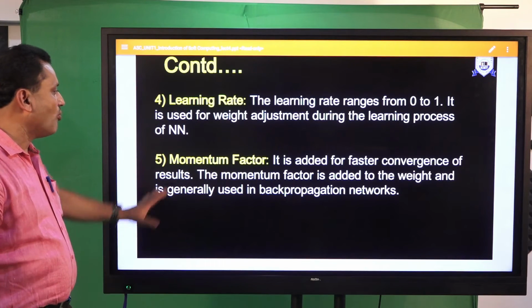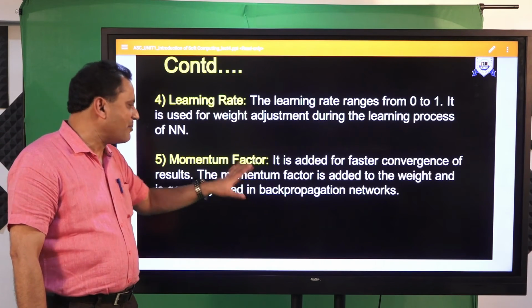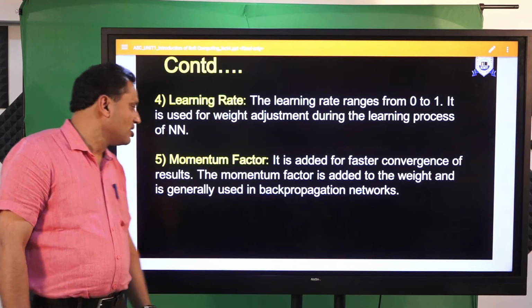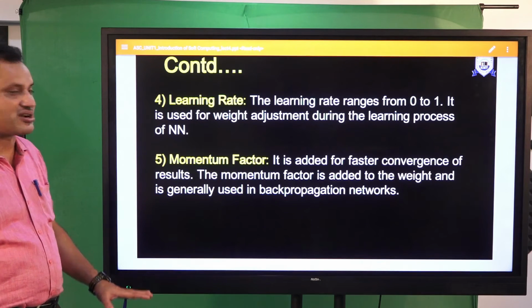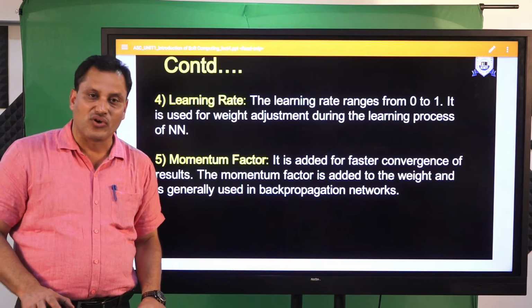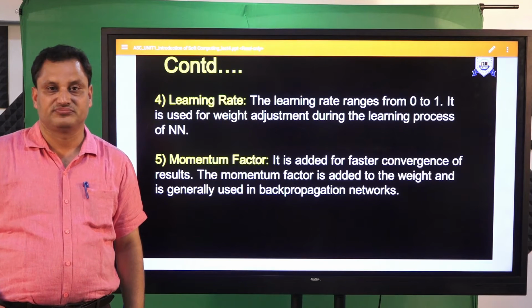Because everything depends on the signal strength, the weight of the interconnection from one neuron to another neuron. Momentum factor. This is primarily used in backpropagation algorithms. What is the momentum factor? The momentum factor helps the convergence of a learning algorithm.